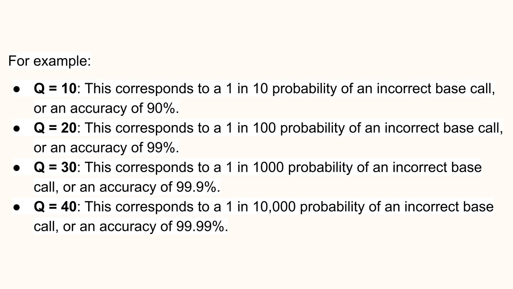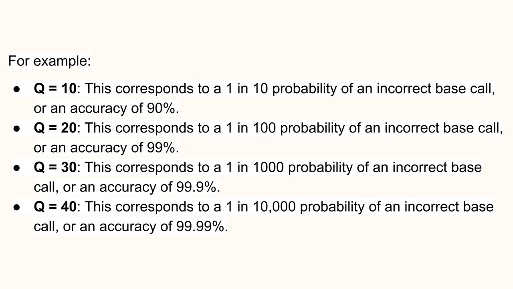A Phred score of 10 means there's a 1 in 10 or 10% chance the base call is wrong, giving us 90% accuracy. A Phred quality score of 20 means there's a 1 in 100 or 1% chance of an error, giving us 99% accuracy. A Phred score of 30 means there's a 1 in 1,000 or 0.1% chance of an error, giving us 99.9% accuracy. A Phred score of 40 means there's a 1 in 10,000 or 0.01% chance of an error, giving us 99.99% accuracy. In modern sequencing, Phred scores typically range from 0 to 41, with most good quality reads having scores above 20.